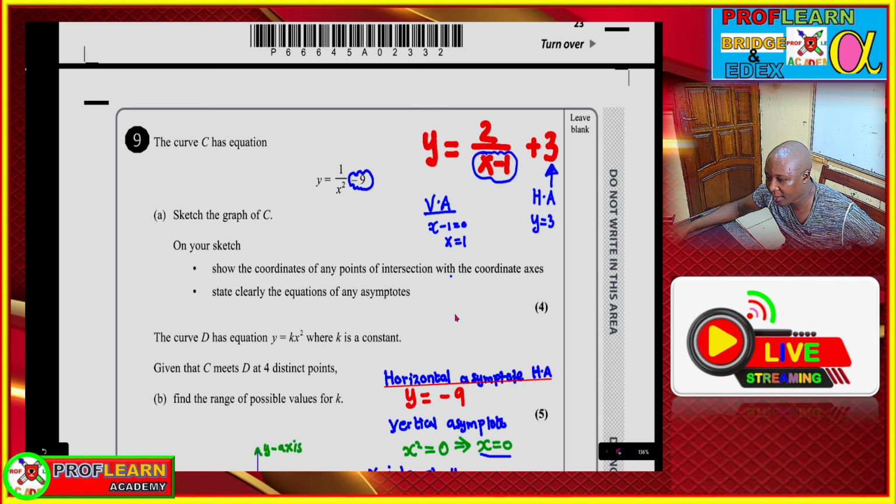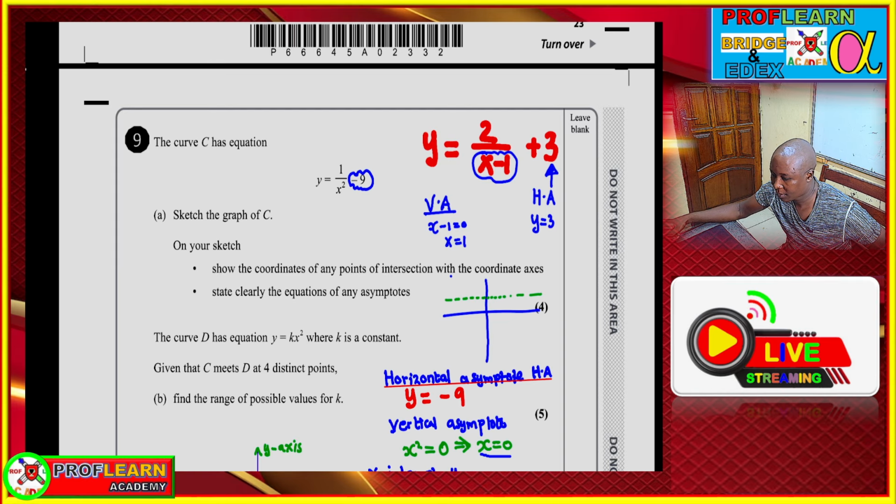But for our graph here, this one that I've given you as a sample, maybe this is the question that you'll be asked. What is the horizontal asymptote and the vertical asymptote? The horizontal asymptote is at y equals 3, so I can say the horizontal asymptote is this. And the vertical asymptote is x equals 1. So maybe it passes through like this.